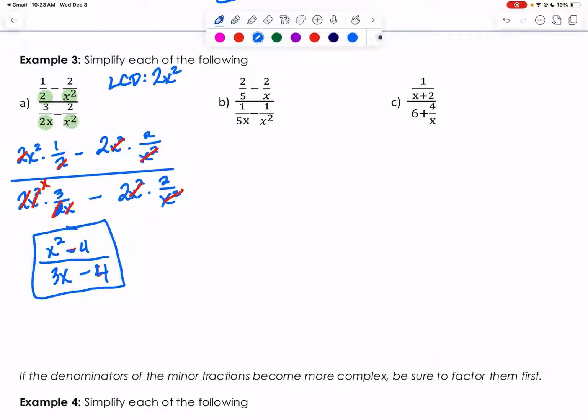All right, pause the video and try problem B on your own. All right, welcome back. Let's see how you did. I identified the LCD as 5x squared. So let's multiply each term by 5x squared.